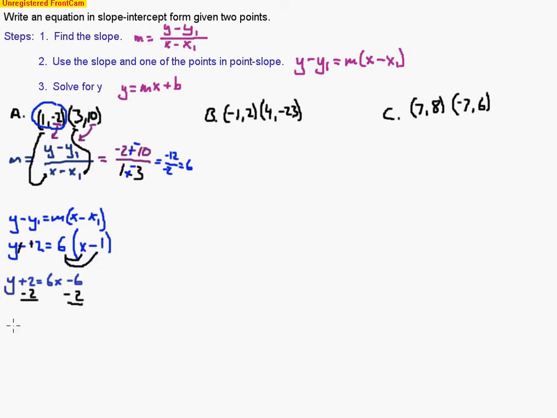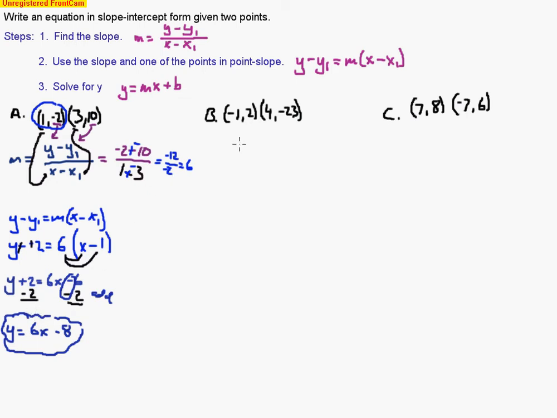So our final answer is y equals 6x, and then since these are the same sign, we have to add those 2 numbers together, and that makes -8. And so there's our answer in slope-intercept form. Well, we can try another problem similar to that.